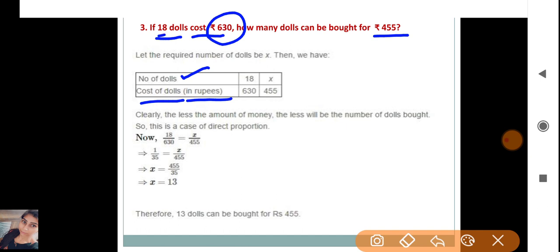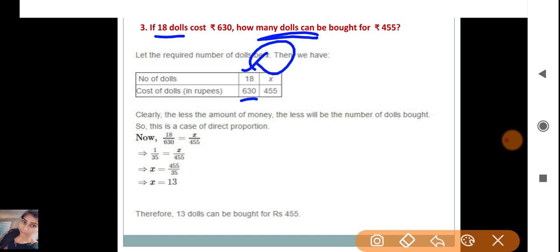Now one more thing you need to see: how many dolls can be bought. That means we need to find out the number of dolls. So let us let the required number of dolls be x. Then we have the number of dolls and the cost of dolls. When we are buying 18 dolls, the cost given is 630. So how many dolls, x we have taken. So x dolls we can buy for 455.